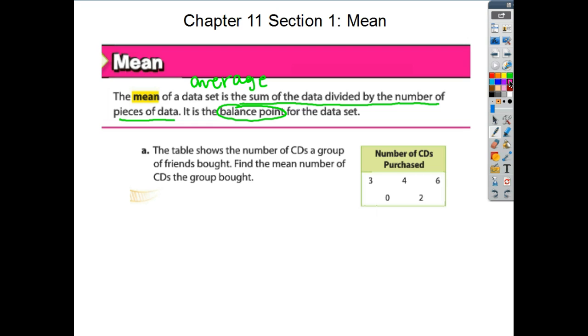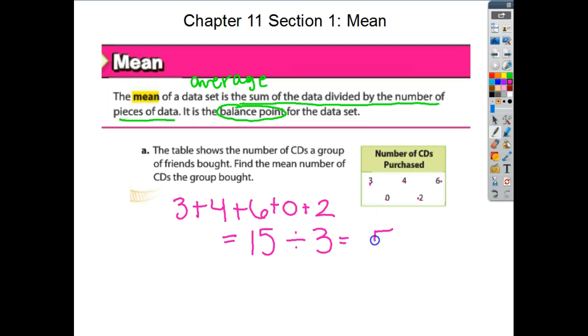So now that you've gone ahead and tried that, I'm going to give you a little solution here. So I'm going to take the numbers there. I'm going to take my 3, my 4, my 6, my 0, and my 2. When I add all of that up, I'm going to get 15. And then because I've got 1, 2, 3, 4, 5 data points, I'm going to go ahead and divide 15 by 3, and that means that 5 is the average number of CDs bought by that friend group. 5 is my average or my mean.